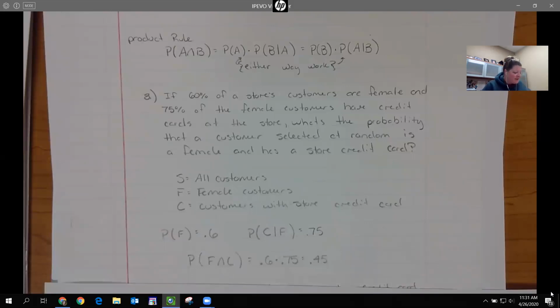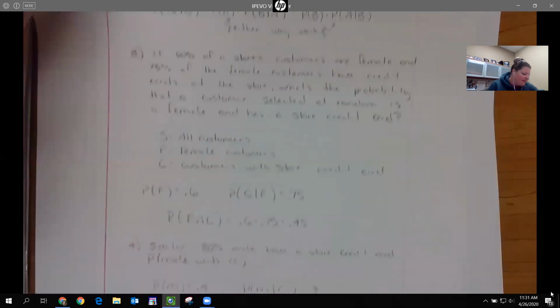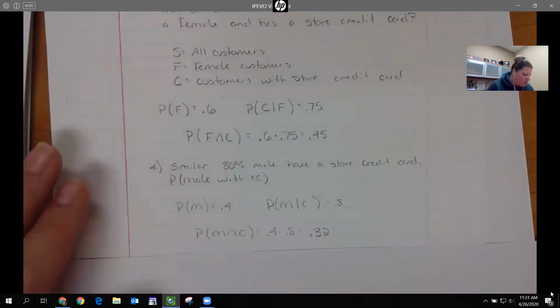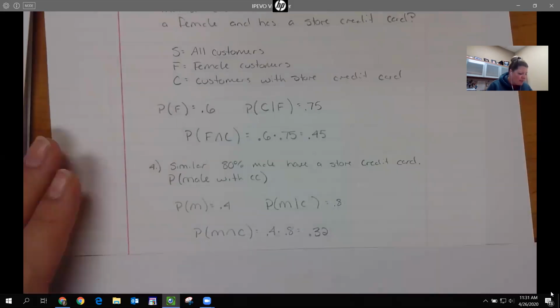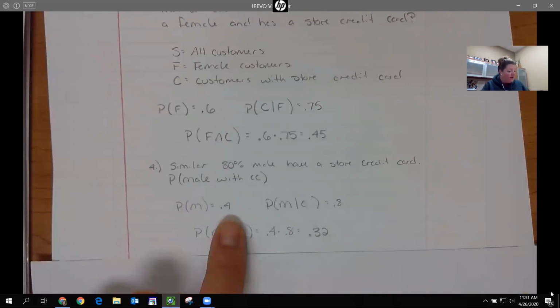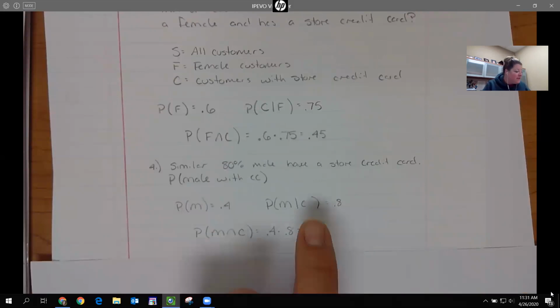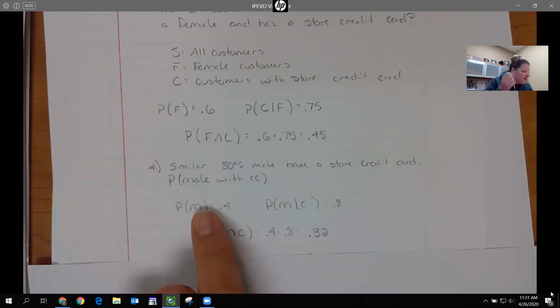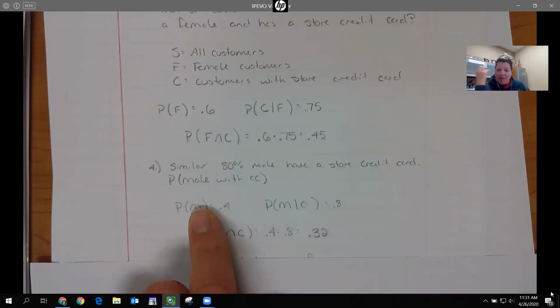This is just another example of that. Similarly, 80% of the males have a store credit card. What's the probability of a male with a credit card? Okay, so we know the probability of a male is 0.4. That was given to us because females are 0.6, males are 0.4.